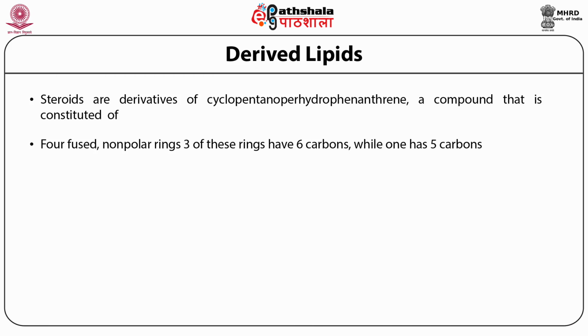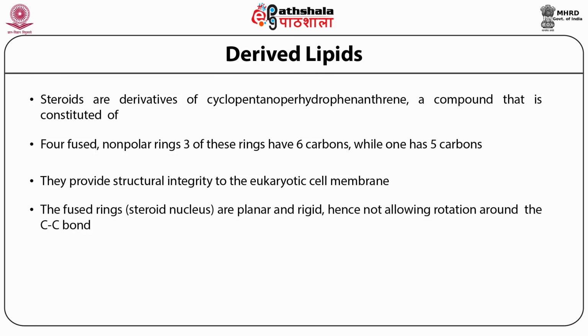3 of these rings have 6 carbons, as you can see in the structure shown below in the slide. 3 of the rings have 6 carbons, while one of the rings has 5 carbons. Cholesterol, like phospholipids and sphingolipids, is required by the eukaryotic cell membrane because it also provides structural integrity to the cell membrane. The fused rings, also referred to as the steroid nucleus, are planar and rigid, and so do not allow rotation around the carbon-carbon single bond.